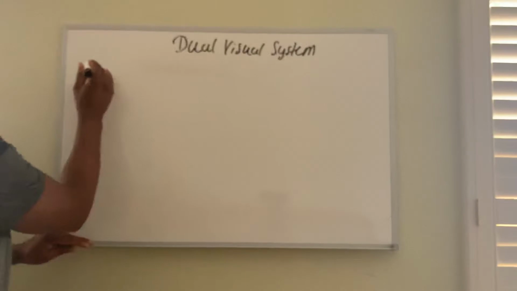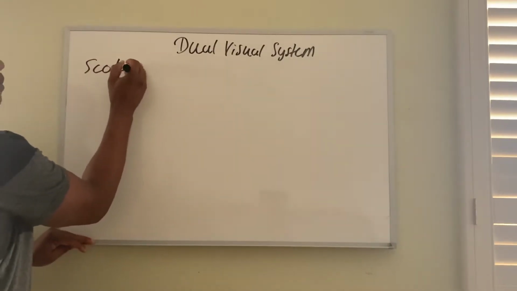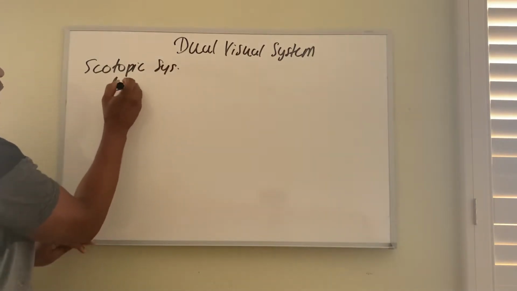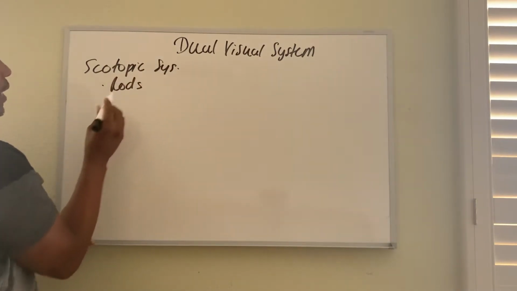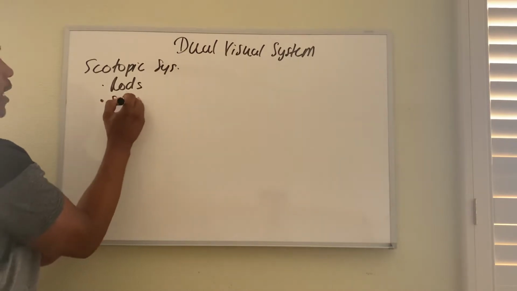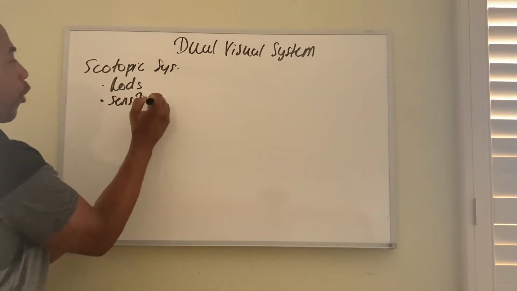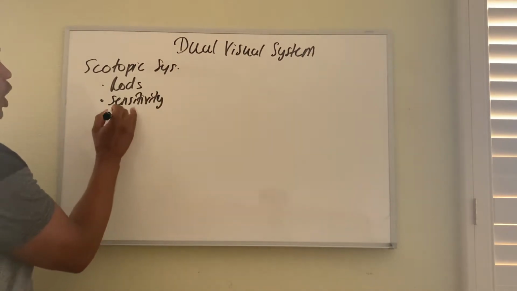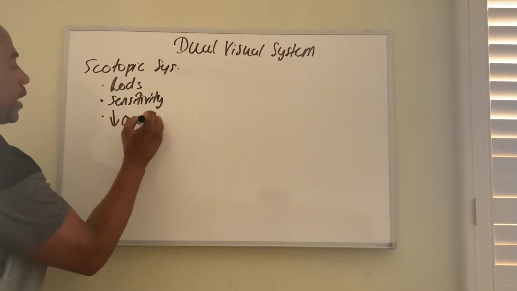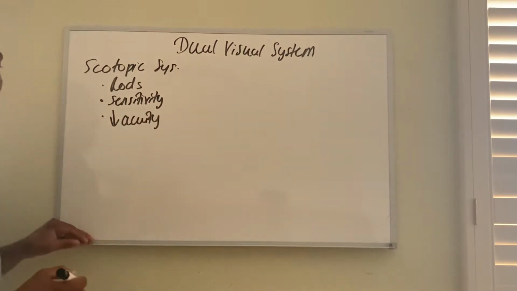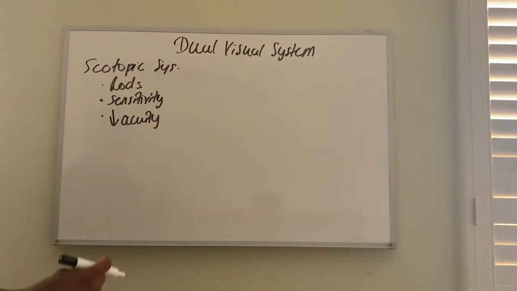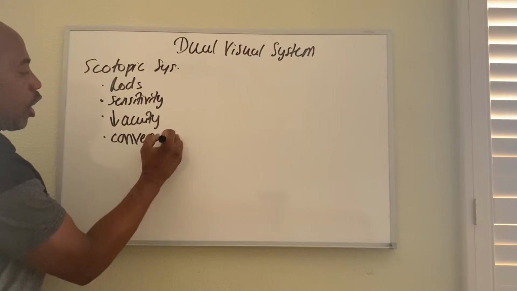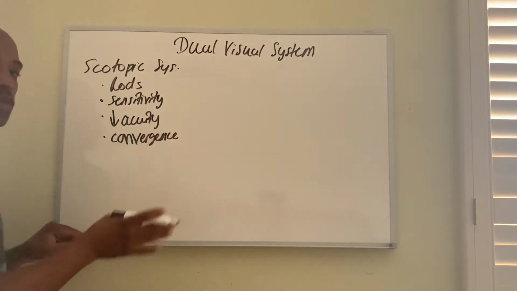So here we have what's called the Photopic system. This system uses rods, and it's good for sensitivity, meaning it can really detect low light, but it's not good for acuity, meaning you can't really get details using this system. And this system relies on what we call convergence of many cells down to a few cells.